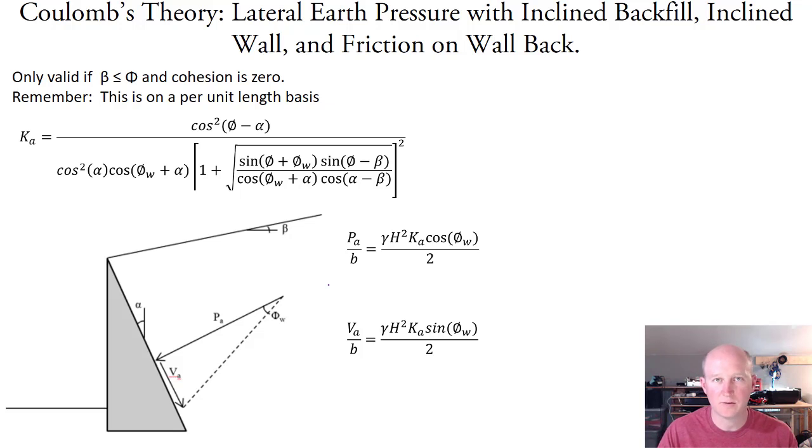Now Coulomb has another theory that will allow for an inclined backfill and the back of a wall that's inclined, alpha. So I used the wrong symbol earlier. There's where alpha comes in. And then it also considers that there's going to be wall friction along the back of this facing, which is going to help stabilize the wall.